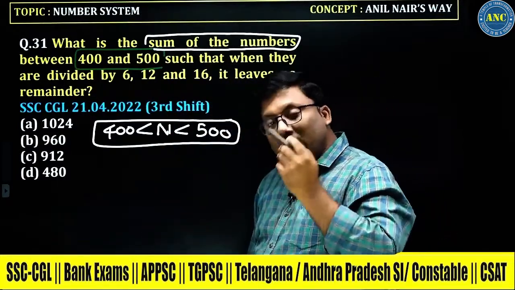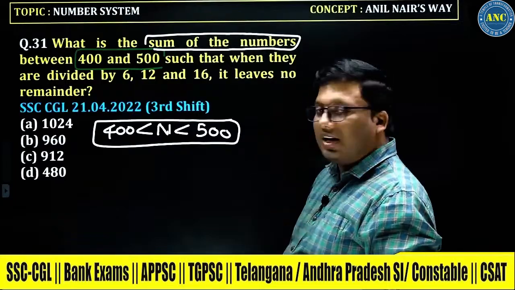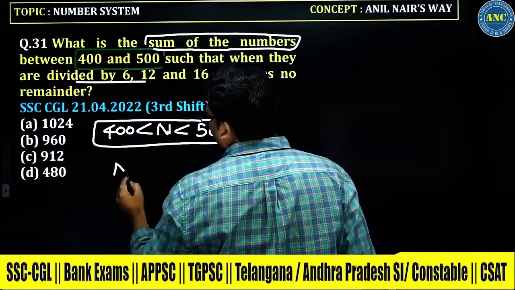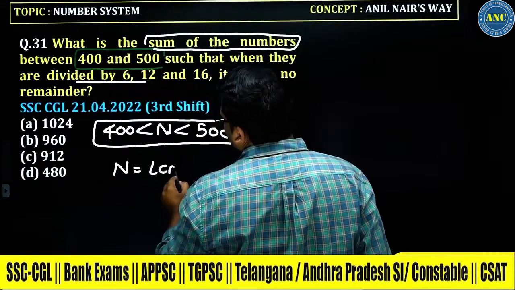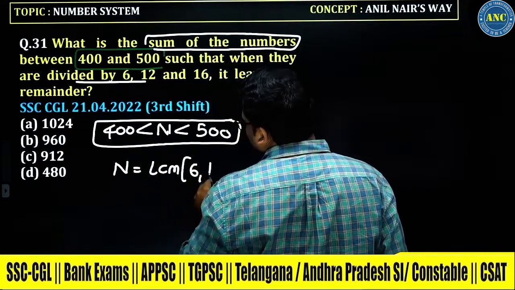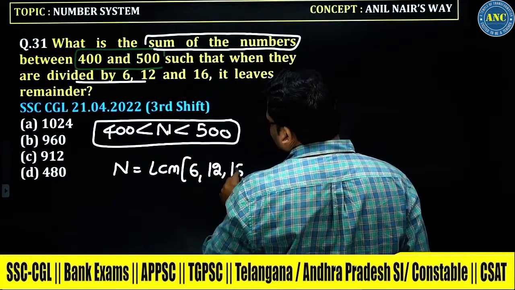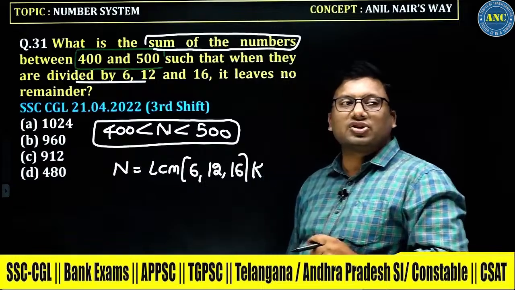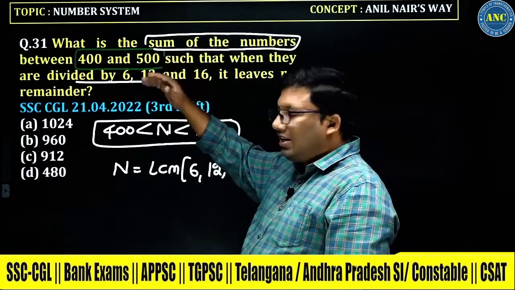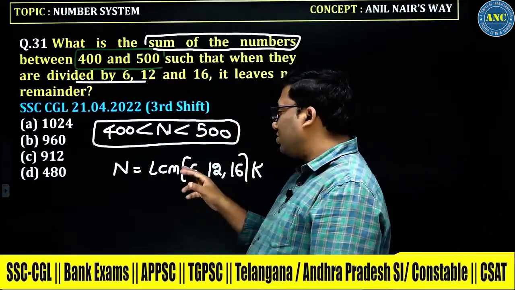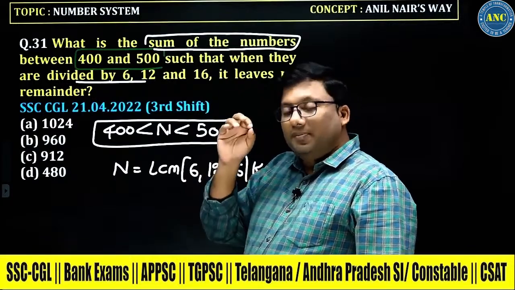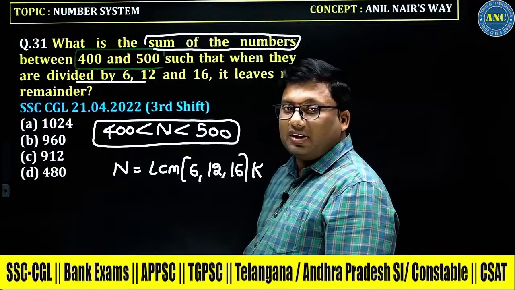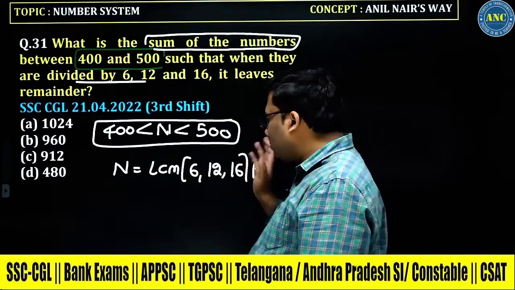What is the lowest value of n that will satisfy the condition? What is the condition? n is getting divided by 6, 12 and 16 and it leaves no remainder. That means n is perfectly divisible by 6, 12 and 16. The number which is divisible by 6, 12, 16 is the LCM of 6, 12, 16. It leaves no remainder, so it is 0.